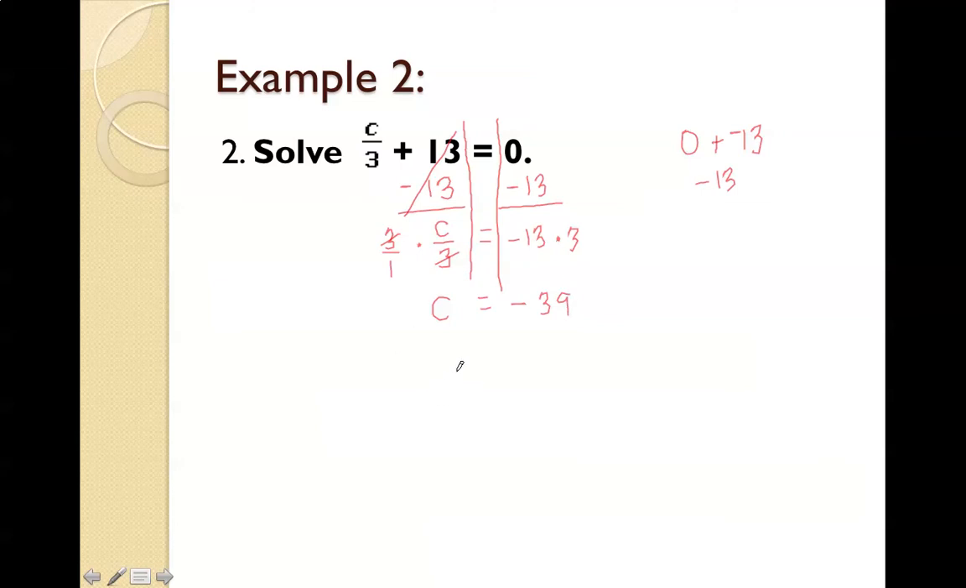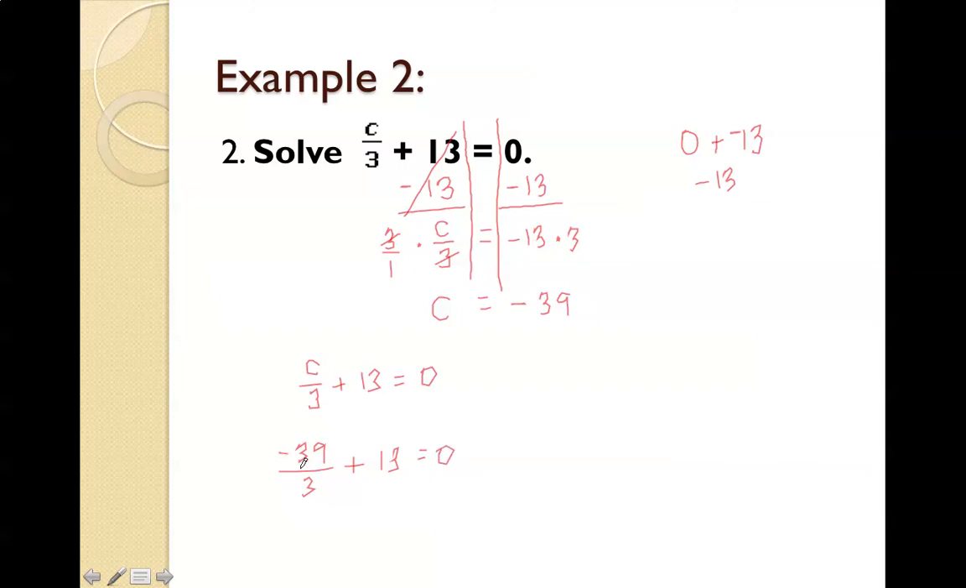Well, I don't know if that's 100% correct yet, so let's go plug it in. I had C over 3 plus 13 equals 0. So I'm going to plug in my answer, the one I got. I got negative 39 over 3 plus 13, and I want to see if it equals 0.